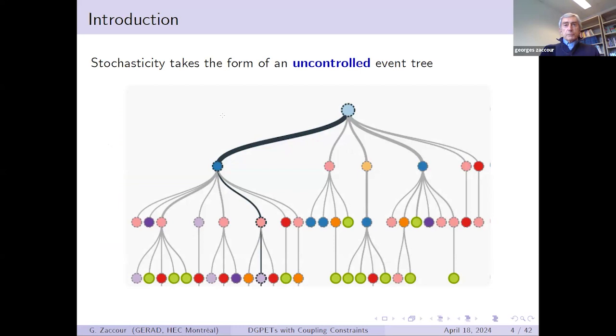The case I'm going to deal with is the case where stochasticity takes the form of an uncontrolled event tree. What I mean by that is that decision makers are given a tree that is describing the evolution of uncertainty about some of the parameter values. And contrary to the classical case of stochastic games, here the transition from one node to another is not controlled by players' actions.